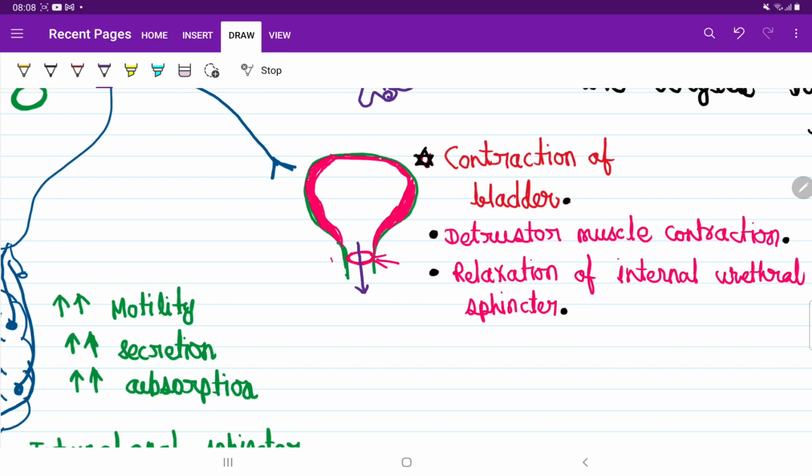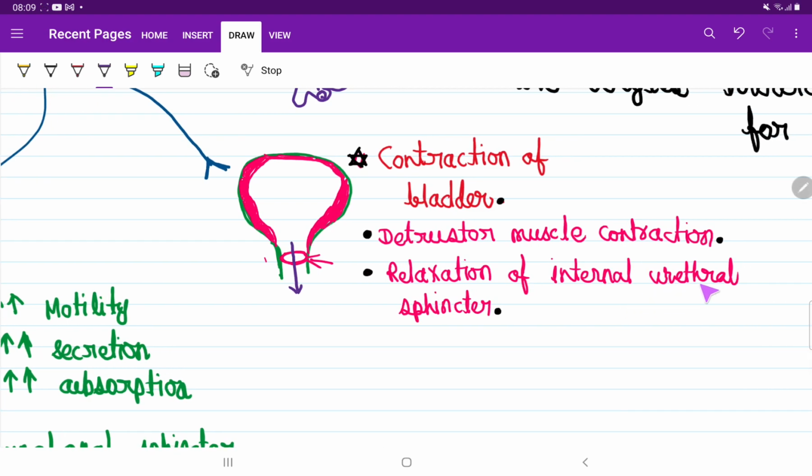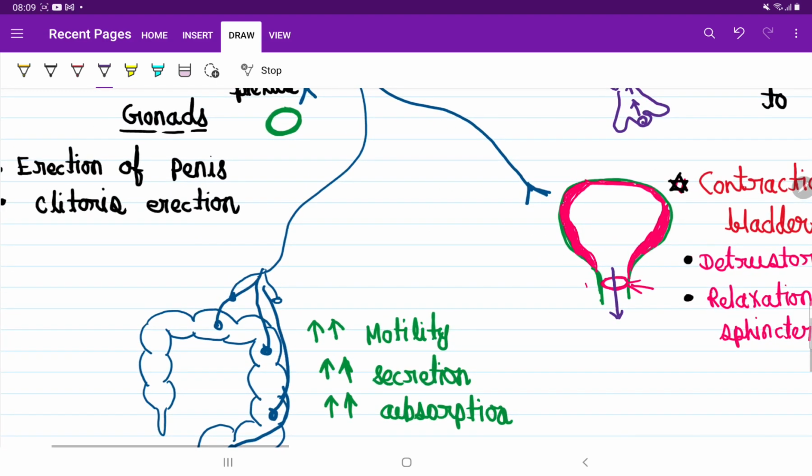Then they cause relaxation in the internal urethral sphincter. We all know that we have two urethral sphincters: one is the internal urethral sphincter, and the other is the external urethral sphincter. The external urethral sphincter is supplied by somatic neural supply, right? But the internal urethral sphincter is supplied by sympathetic and parasympathetic neural supply. In parasympathetic supply, the internal urethral sphincter relaxes and urine is released outside. So sympathetic supply was promoting storage of urine, and they are promoting release of urine.